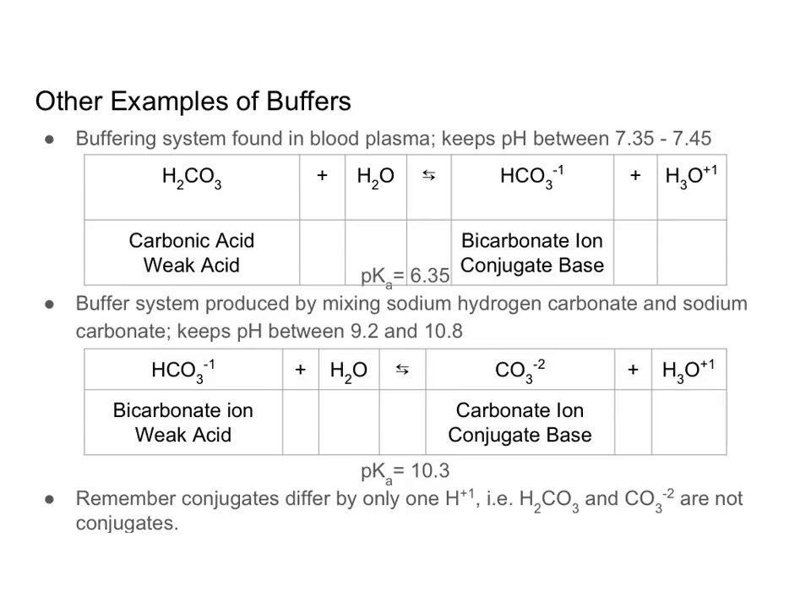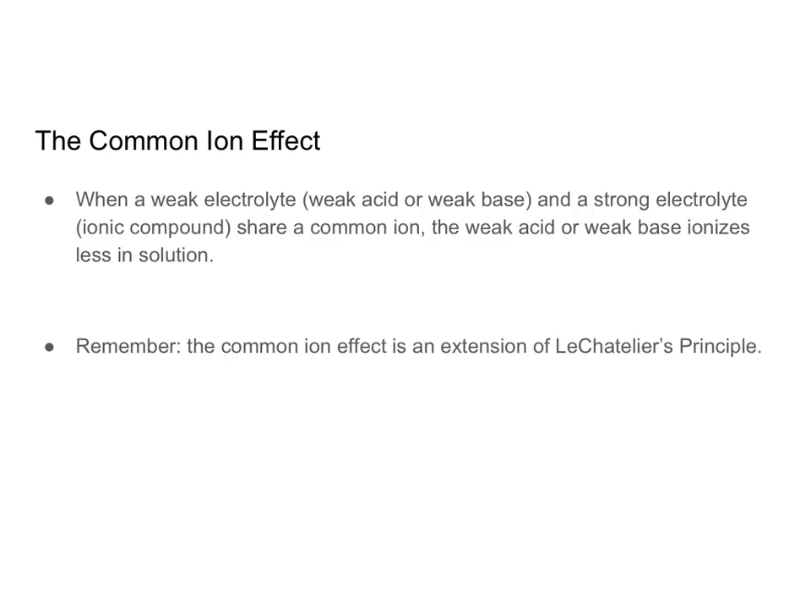Remember the one thing that you have to understand, the conjugates differ only by one proton, which is why the carbonic acid and the carbonate ion cannot be conjugate base pairs. So we go with that. So far so good? We're rolling.